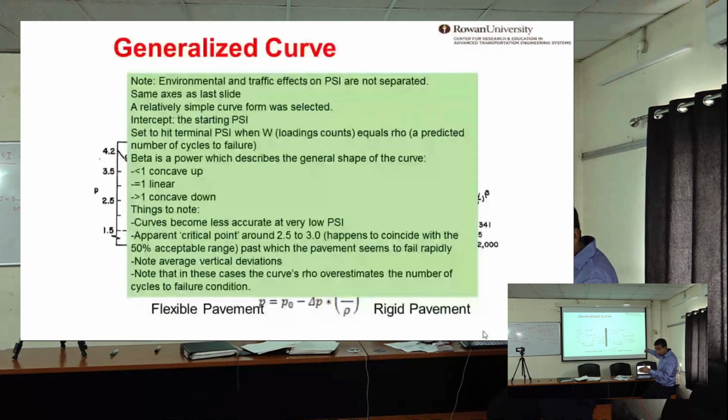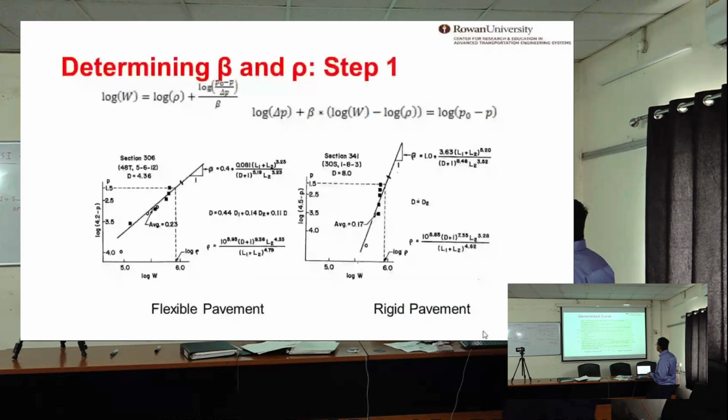The bottom line has to say 2.5, and they are saying that it coincided well with the drivers, 52% of whom said it was unacceptable. Know that in these cases, the curve overestimates the number of load cycles to failure.